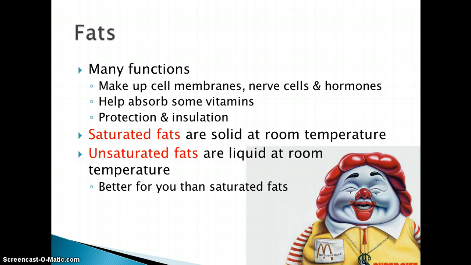Fats can also be broken down into two groups: saturated fats and unsaturated fats. Unsaturated fats are good for you and are liquid at room temperature. Many of these come from plants, and they're often used for cooking oils. Saturated fats usually come from animals and are solid at room temperature. They're bad for you because they can clog up your arteries, making it hard for blood to flow.